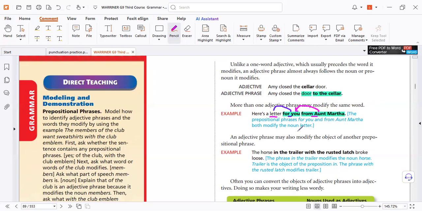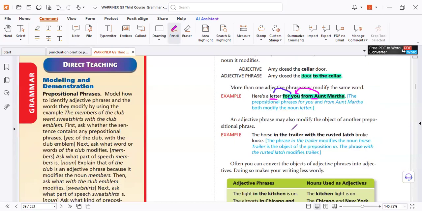Try to change it. Here's a letter from Aunt Martha for you. Is it the same meaning? The same meaning. That means, Omar, sometimes if you change the order, you have the same meaning. Okay, no problem. But if you change the phrase and you find a different meaning, it's wrong.